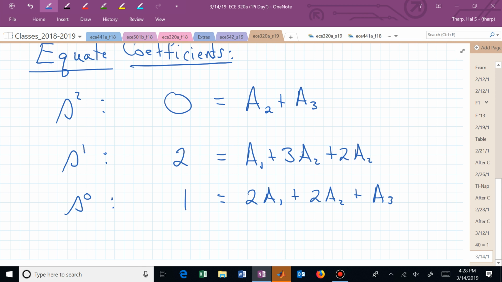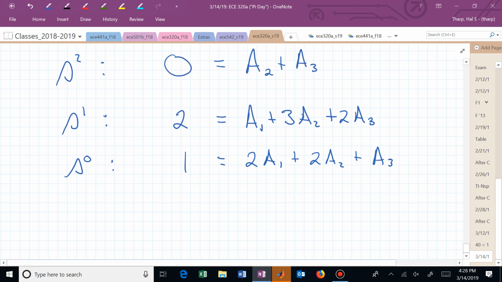But I can, yes. Is my printing that bad? Which row are you on? The second row. I have 2 is equal to a1 plus 3a2 plus... I hate to even erase, but you're correct. This should be... Thank you, an a sub 3. Is that better? Yeah.